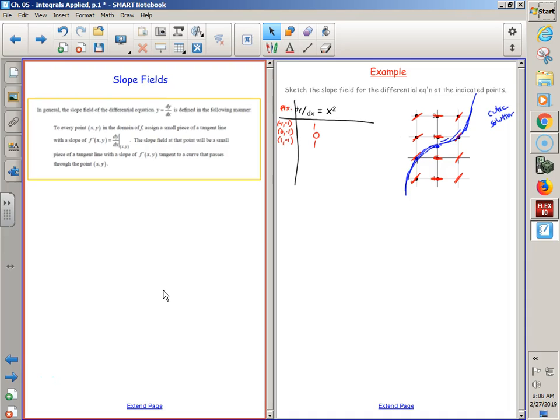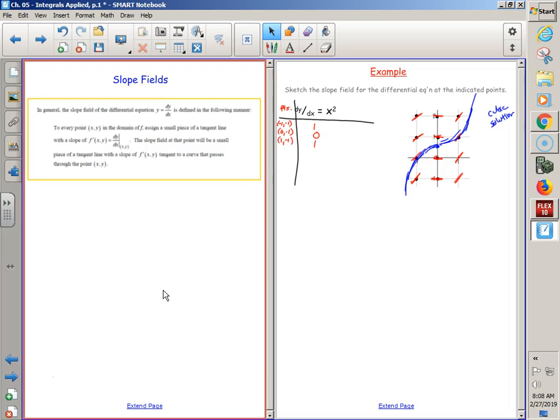Now, first of all, did you guys notice on this one, there are a lot of blank slope fields? How are you going to get the baby tangents in order to make a field? By doing what I did yesterday, which was figuring out which points are shown and then plugging in those points.